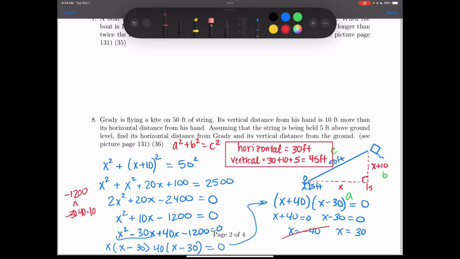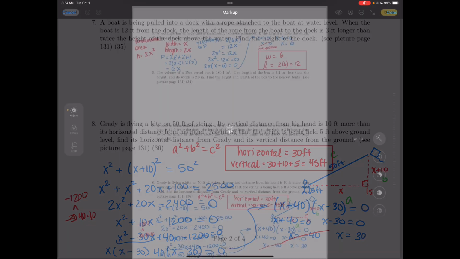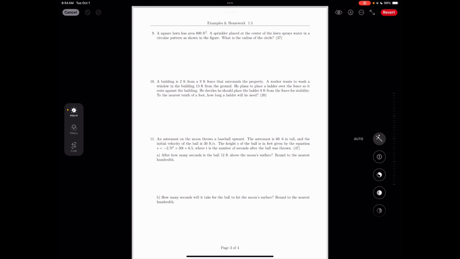Any questions on that one? All right, number 11, jumping a little bit.